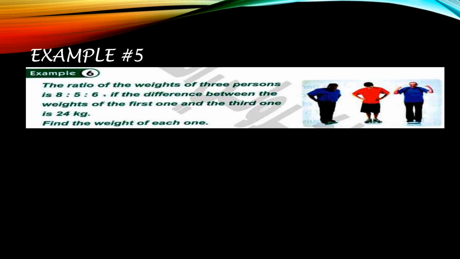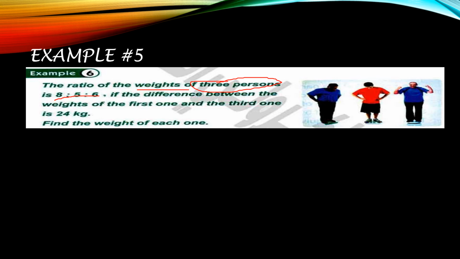So example number 5 is the last example we have here today. This example says the ratio of the weights. Here we are going to deal with weight units of 3 persons. We have here 3 ratios, 8 to 5 to 6. So we know that the ratio of the weights of 3 persons is 8 to 5 to 6.